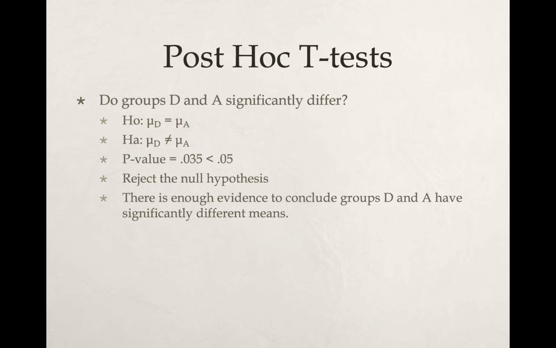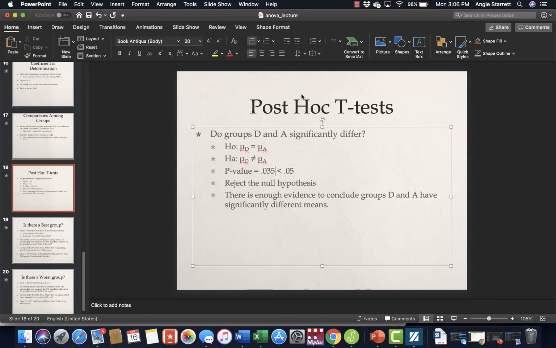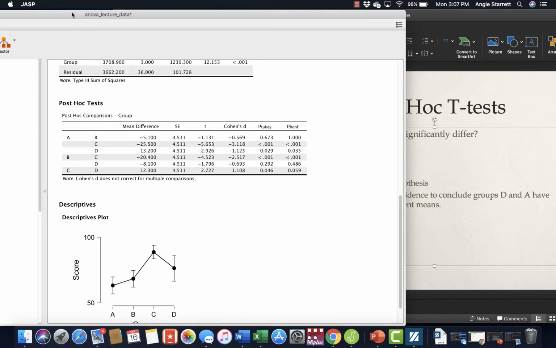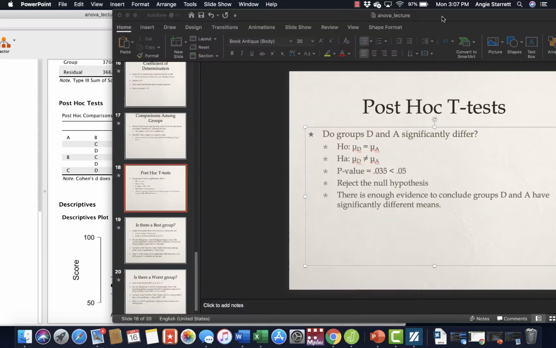All right, what if we wanted to interpret the effect size of that significant difference? Is the size of the difference between D and A very large? The answer is, we would come right here to 1.125, and we know that an effect size greater than 1 is large to very large. So this is a large to very large effect size.